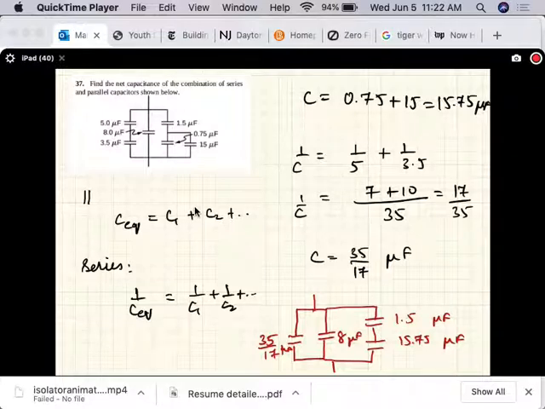Now, what do you notice? These two guys are in series. So let's combine them to a single capacitor, and then those three will be in parallel. So the next step is to combine these two guys that are in series. So let's do that. So 1.5 and 15.75.